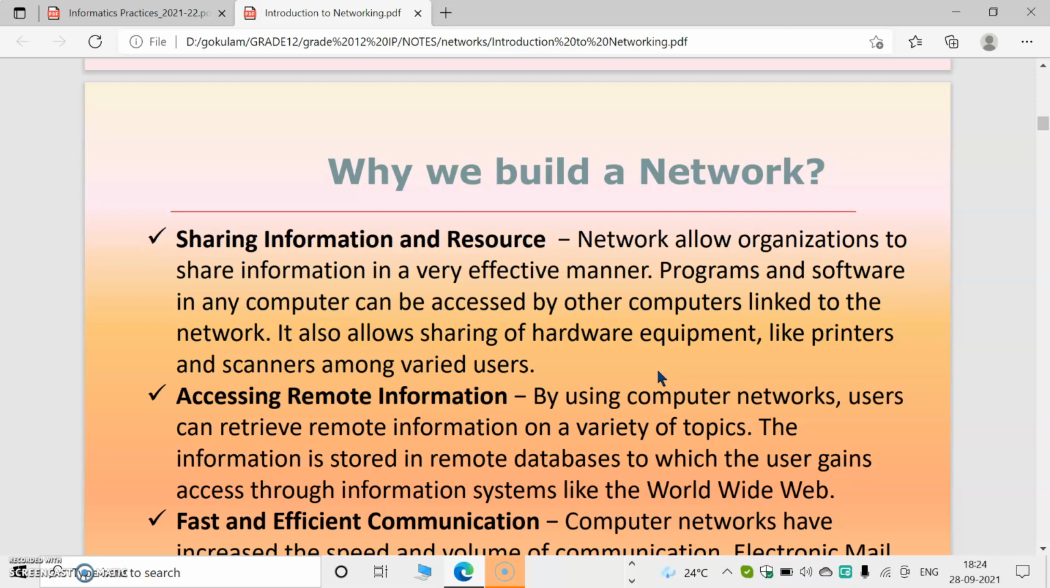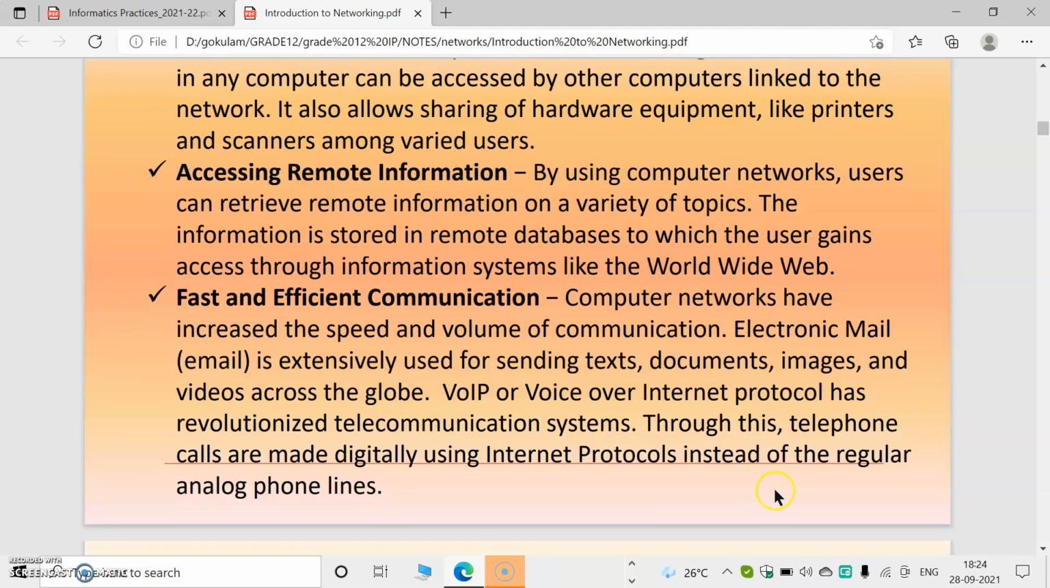And we can share the software also. Software means if some software requires more space, it can be installed on one computer only. And if you want to run some data based on that software, then we can transfer the data to another computer, and there it will execute the program and the result will get back to the user. So sharing information and resources.